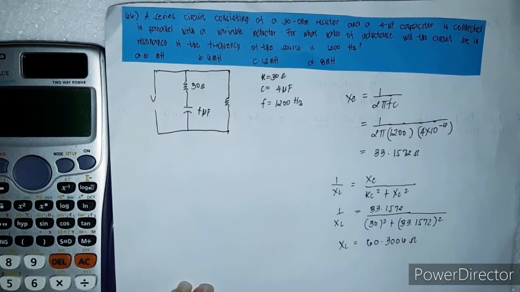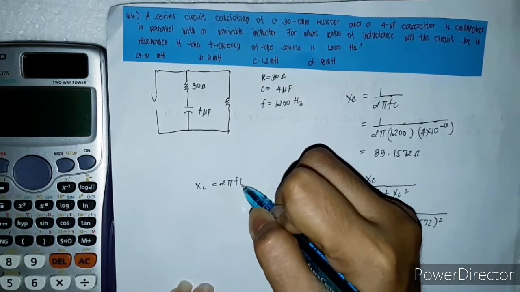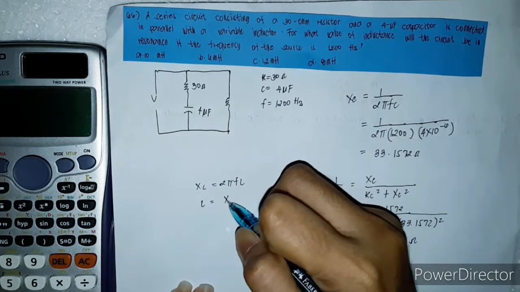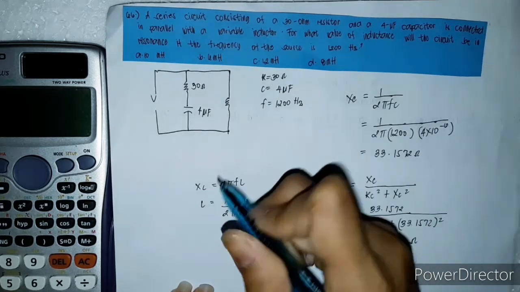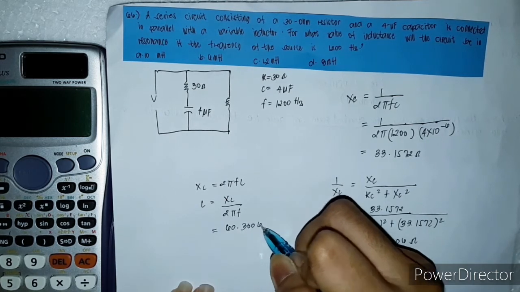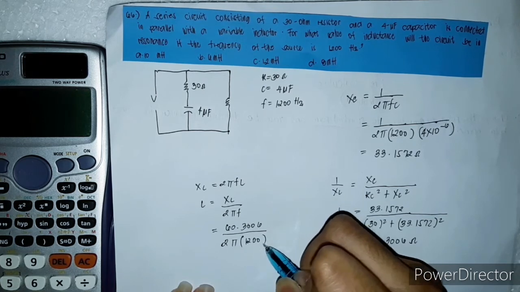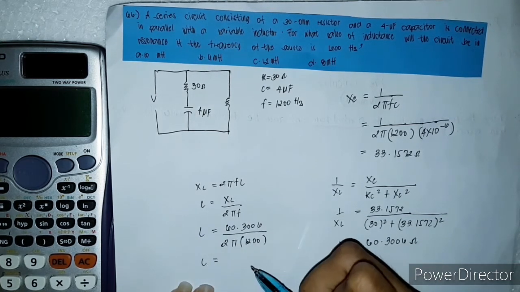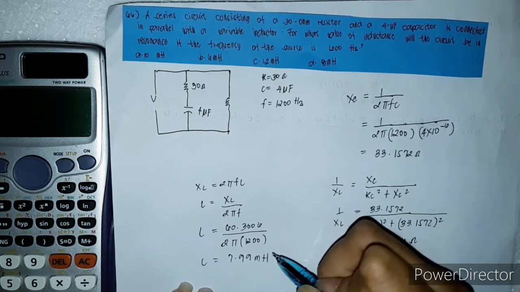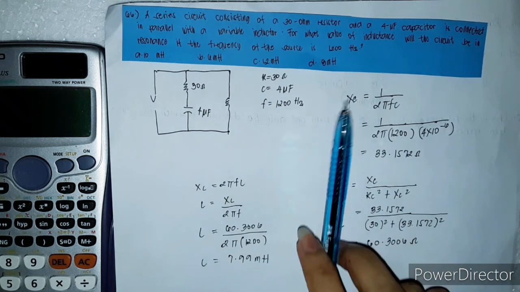So from that, we'll be able to find the inductance. From this formula, XL is equal to 2πfL, we'll derive that one. L is equal to XL over 2πf. Our XL is 60.306 divided by 2π, our frequency is 1200. So for our inductance, we will get 7.999 millihenry or 8 millihenry. So it is letter D.